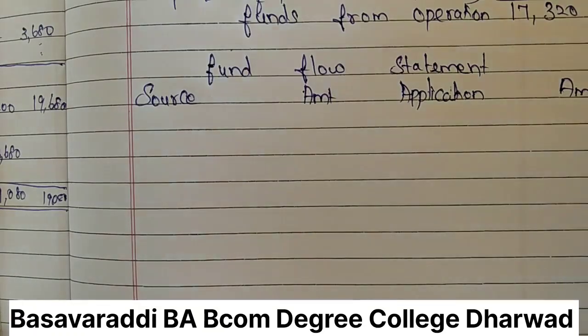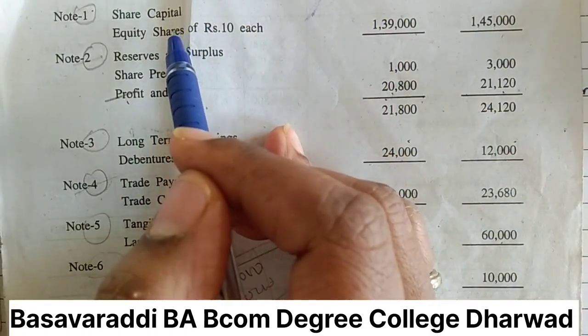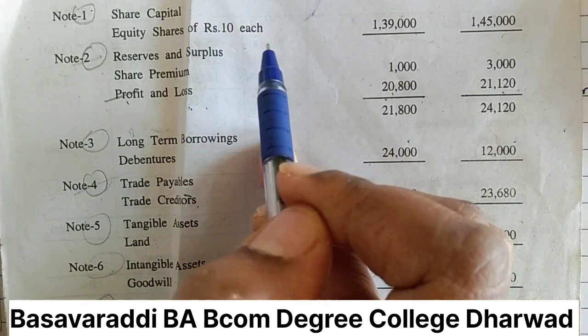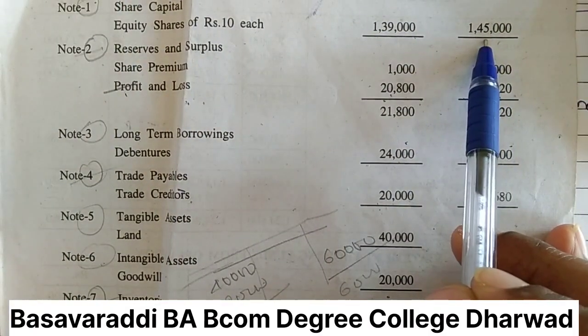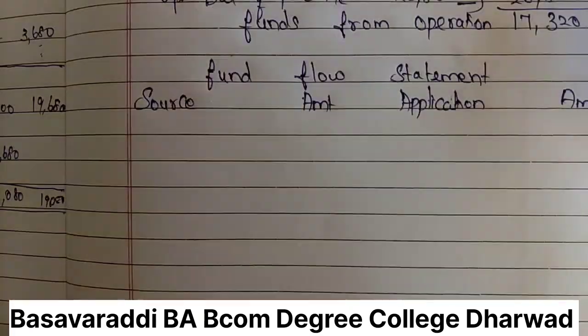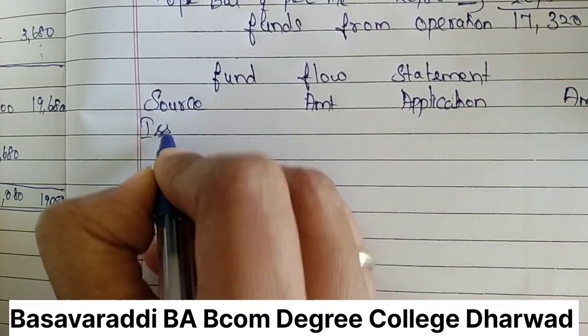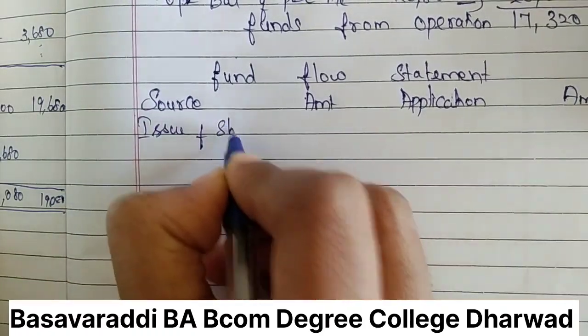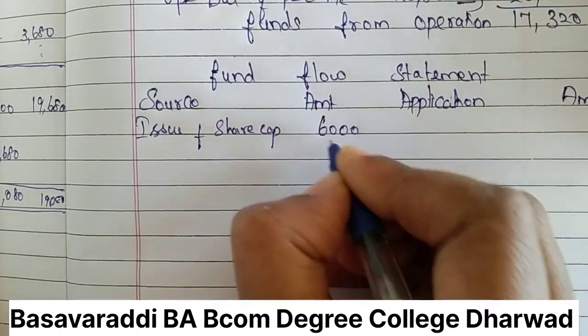First you have to see the notes. In the notes, the first one is share capital, equity shares of rupees 10. What is given? 1,39,000 and 1,45,000. So you have to write only the difference, and enter it in the source column. How do you write it? Issue of share capital, 6,000.